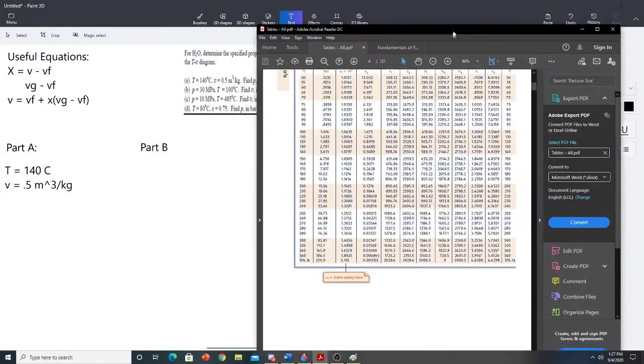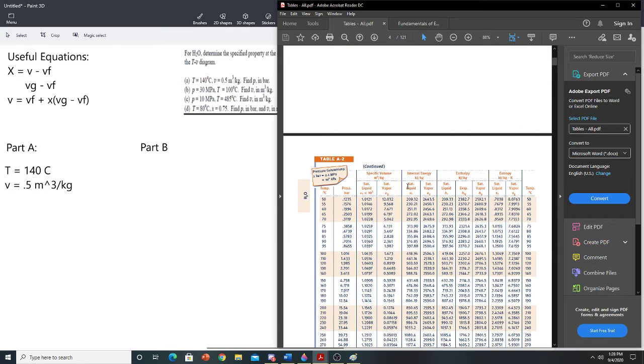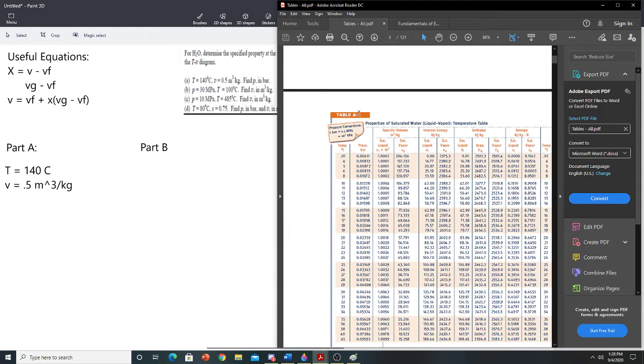I'm pulling up the tables here. We were given a temperature and a specific volume, which means that since we weren't given a pressure, we have to use the temperature table, right? Your first stop every time you're trying to find a state point, and this is basically every question you do in thermodynamics, is to first figure out where it is. Your first stop should always be the saturated tables, either a temperature table or a pressure table.